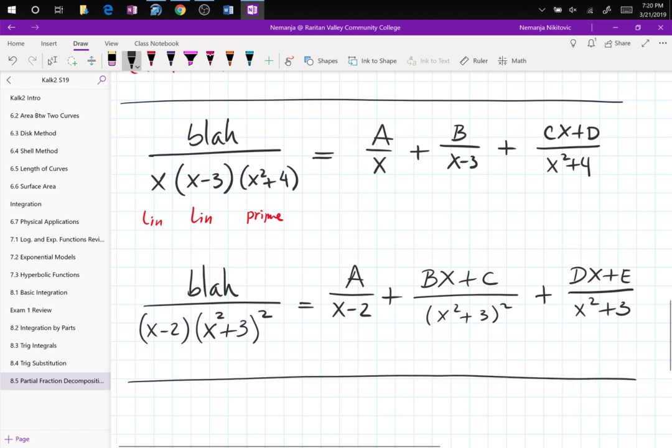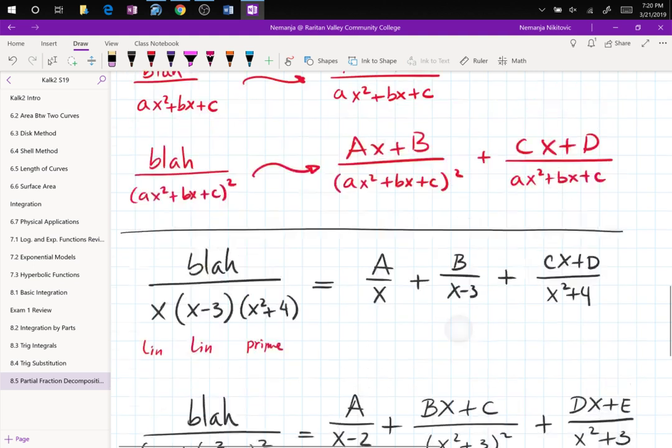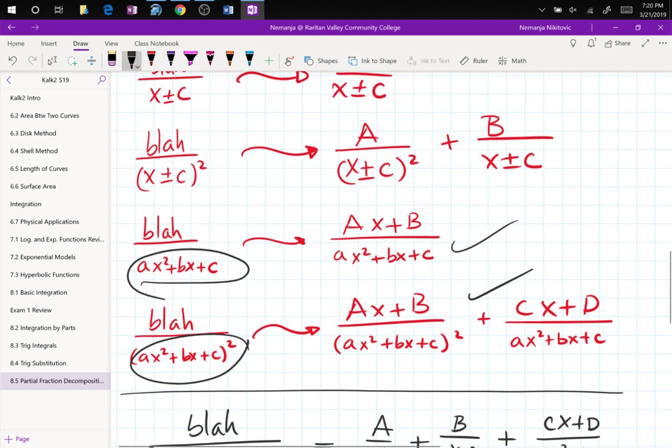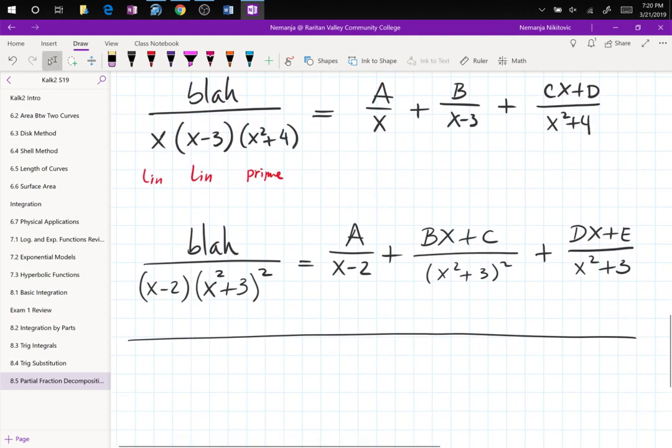Is it Wolfram? Is that how you call it? What do you call that? Bx plus C, yeah, and then Dx plus E. Yeah, that's what we do, because it's a quadratic over here. All of your quadratics, this is a quadratic, this is a quadratic, they have linears on top. So that's the pattern that you have to memorize.